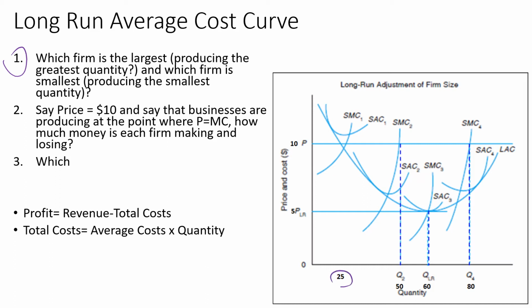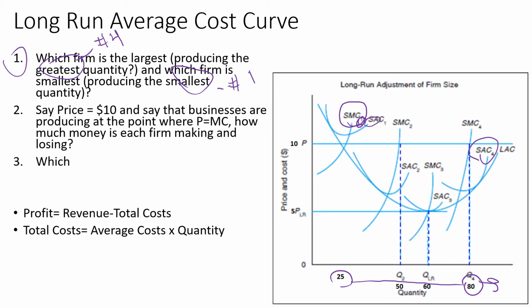Well, quantities are along the bottom here, and they increase as we go over to the right. So the firm producing the smallest is firm number 1, and the firm producing the largest quantity is firm number 4. So largest is number 4, and smallest is number 1.